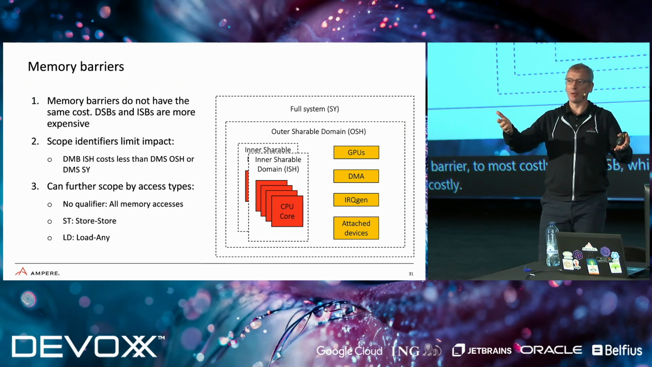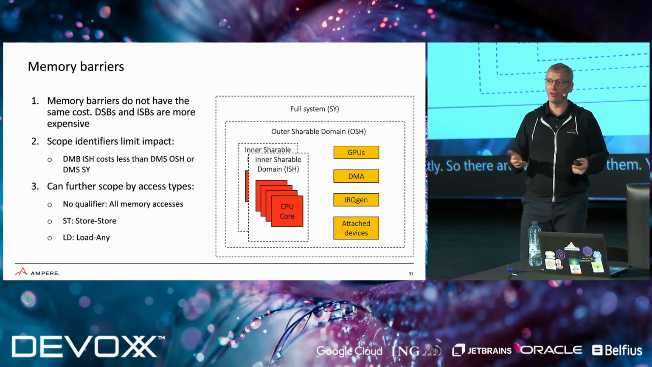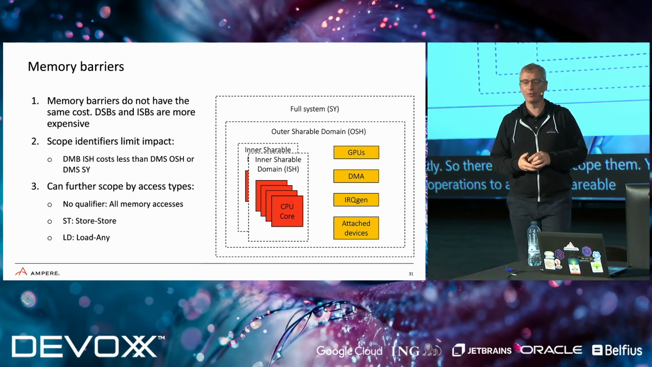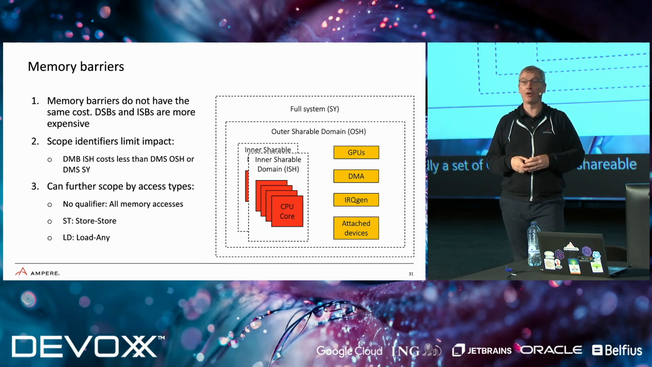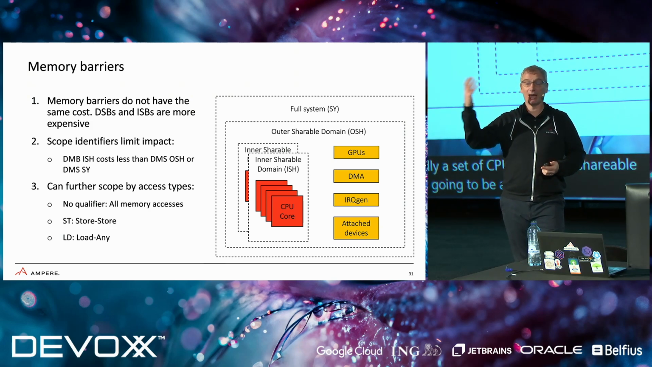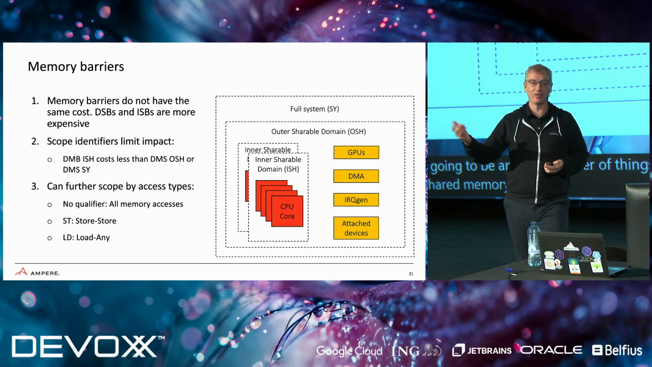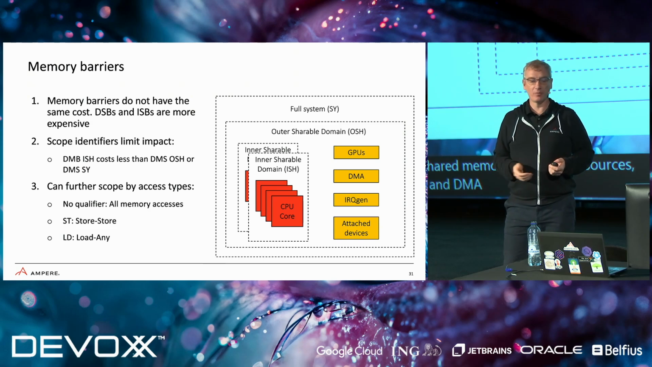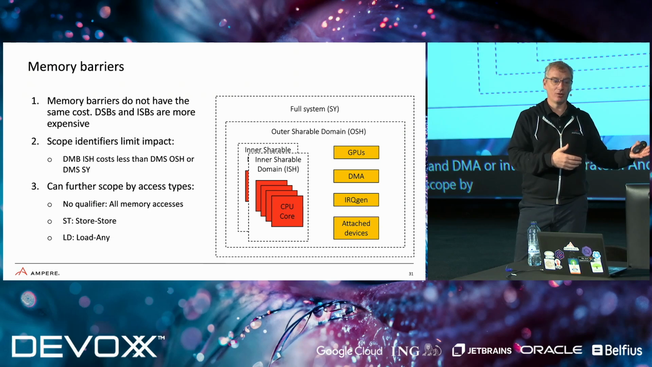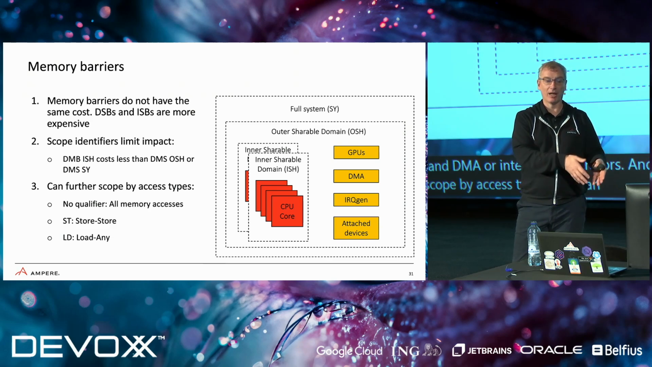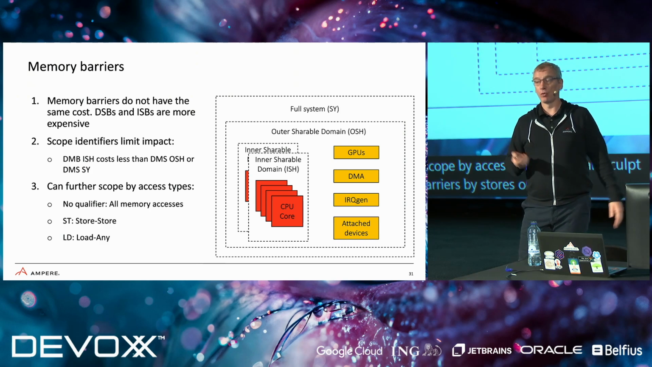So there are ways to scope them. You can scope these operations to an inner shareable domain, which is essentially a set of CPUs, or an outer shareable domain, which is going to be another number of things that can access shared memory or shared resources, things like GPUs and DMA or interrupt generators. And you can further scope by access types. You can scope these memory barriers by stores or loads, or you can have no qualifier at all.